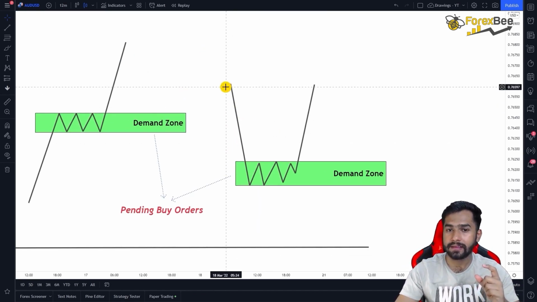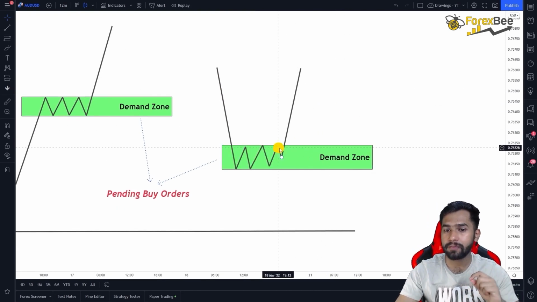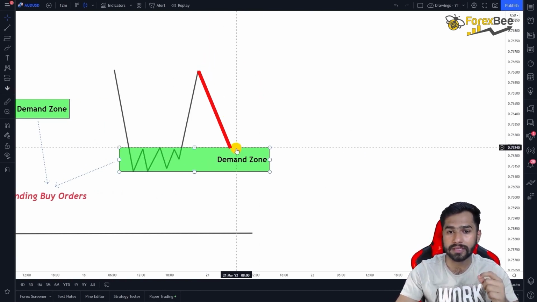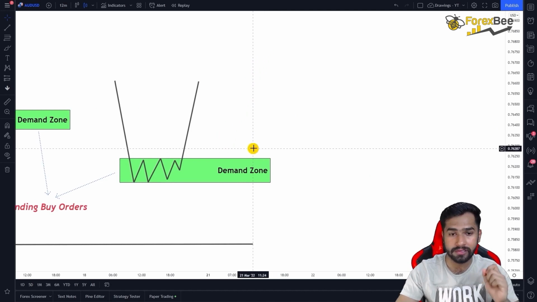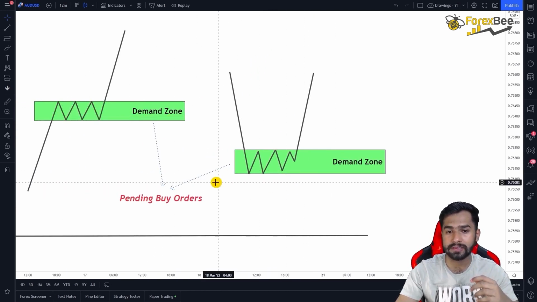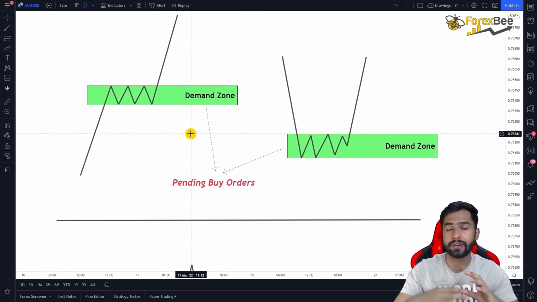In this case, the drop, base, rally demand zone, the institutions will put their pending buy orders at the top or high of this base zone, to which the market will come back in the future and it will pick up those pending orders and then again move in the bullish trend, okay, with a very good impulsive move. And these lows of our demand zones act as our stop loss levels as well. So this is the trading psychology and this is the market structure behind a demand zone.